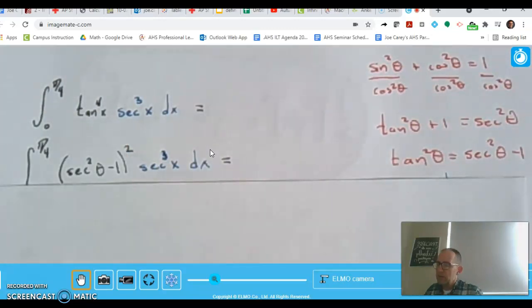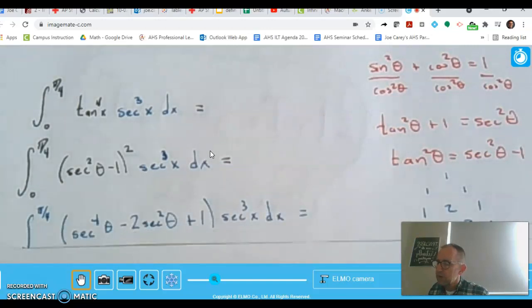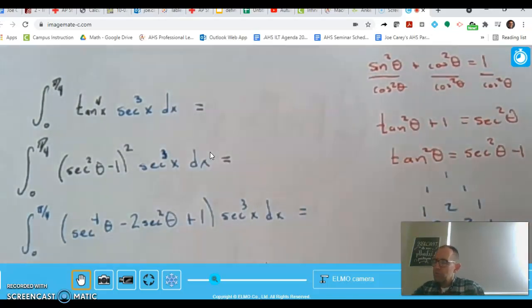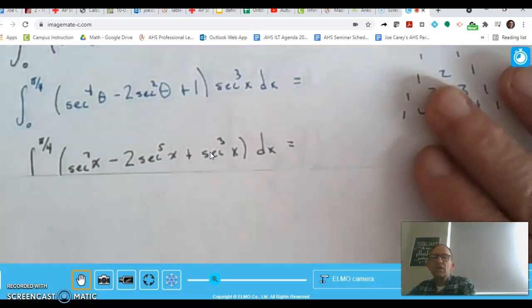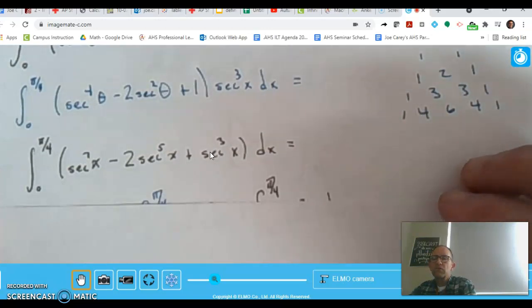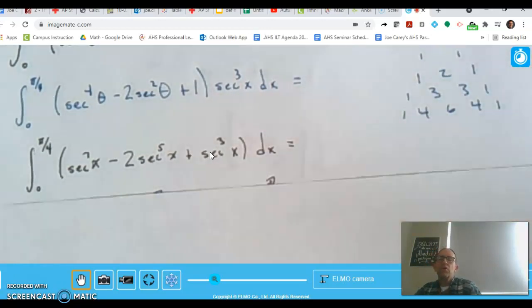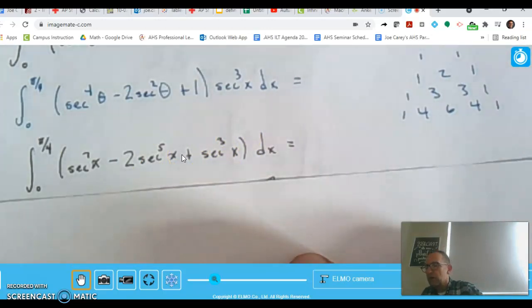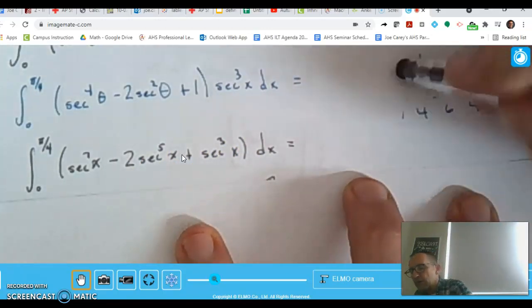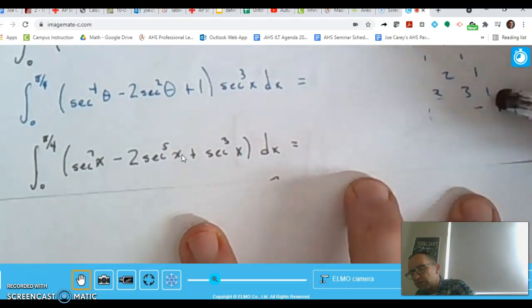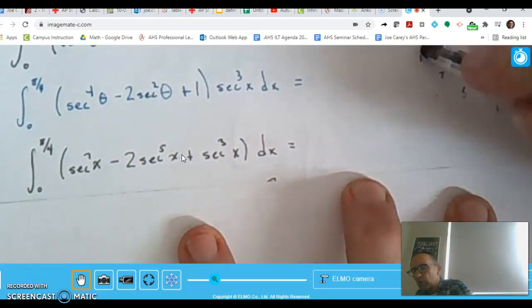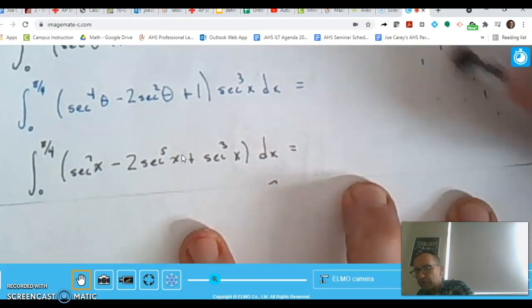Now we can expand the secant squared minus 1, the quantity squared, to get what you see here. We can distribute the secant cubed through the parentheses, and that will give us what you see right here. So really, what we need to do now is take a look at how we can find the value of each of those integrals separately. The integral from 0 to pi over 4 of secant. So that's where we'll start.